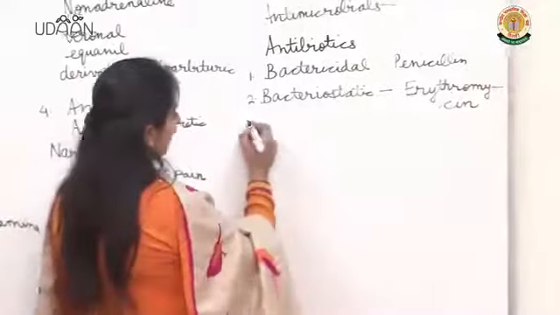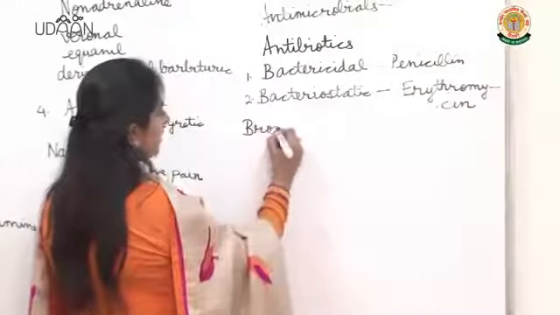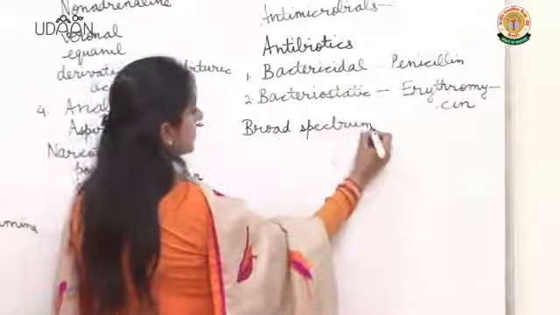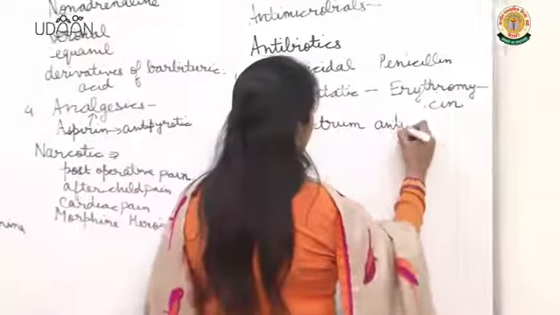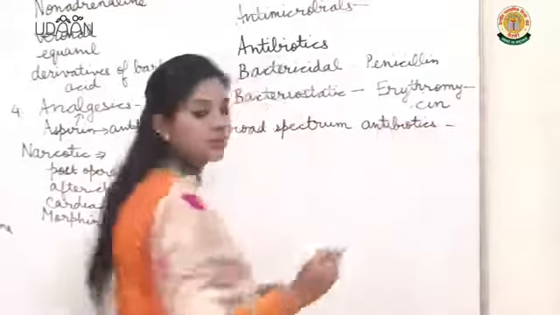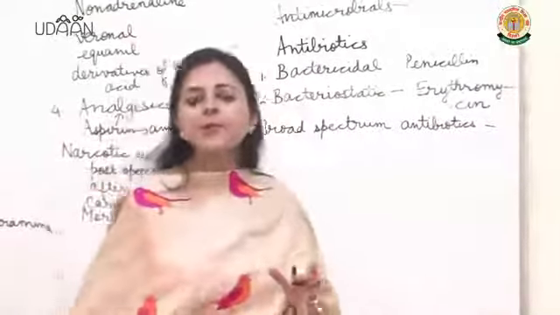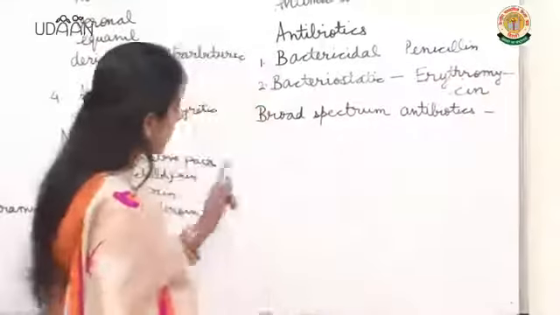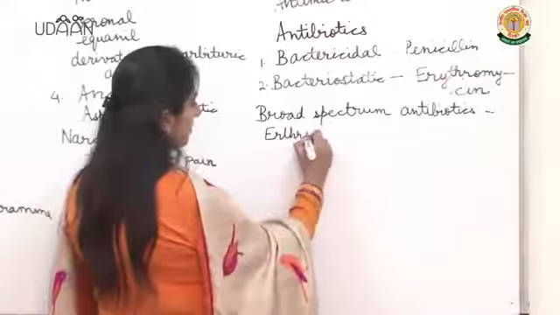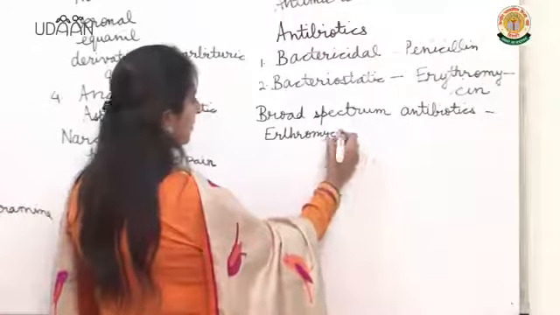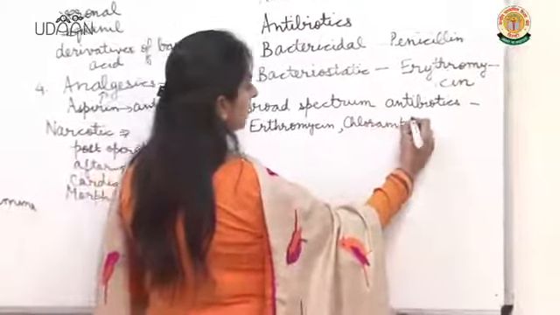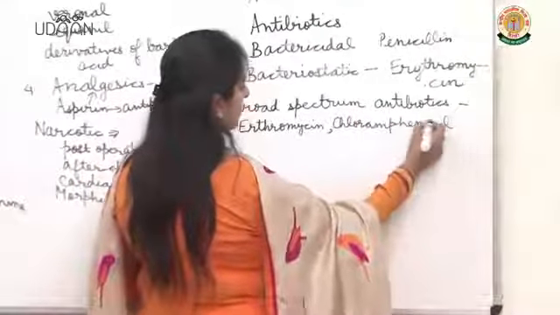Now we also classify them as broad spectrum antibiotics and narrow spectrum antibiotics. Now what are broad spectrum antibiotics? The antibiotics which can be used against a number of diseases, they are known as broad spectrum antibiotics. For example, erythromycin, chloramphenicol and tetracycline.